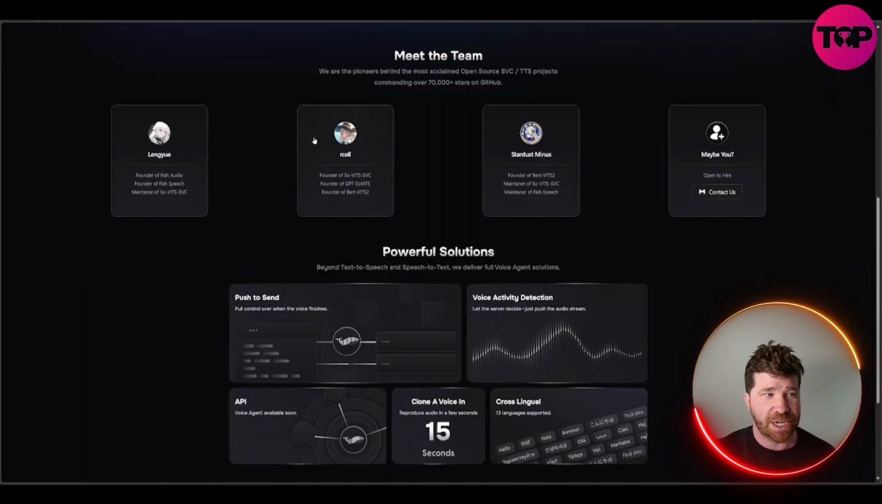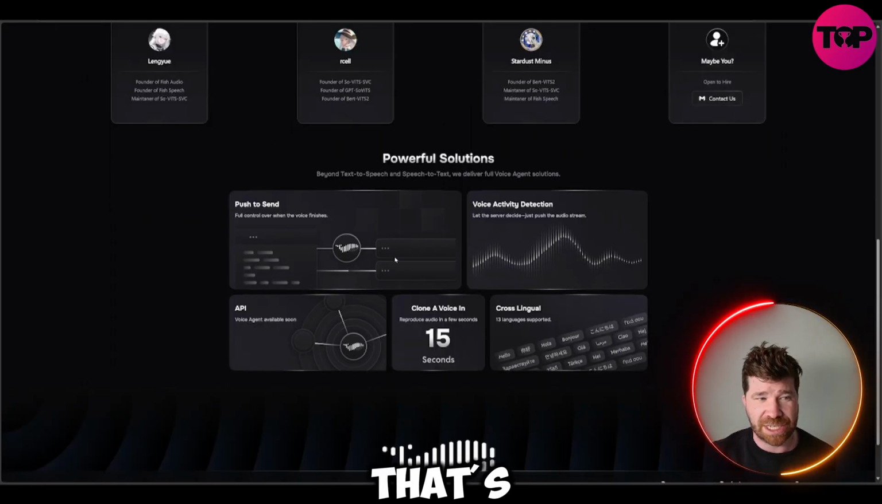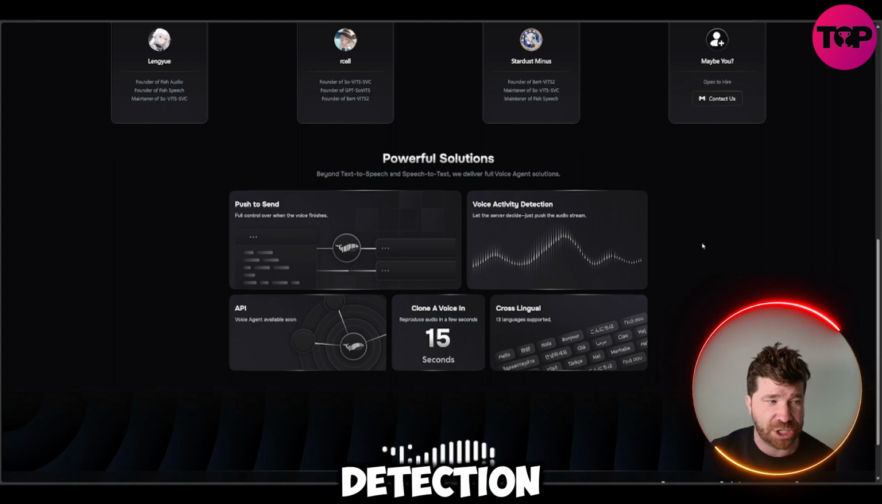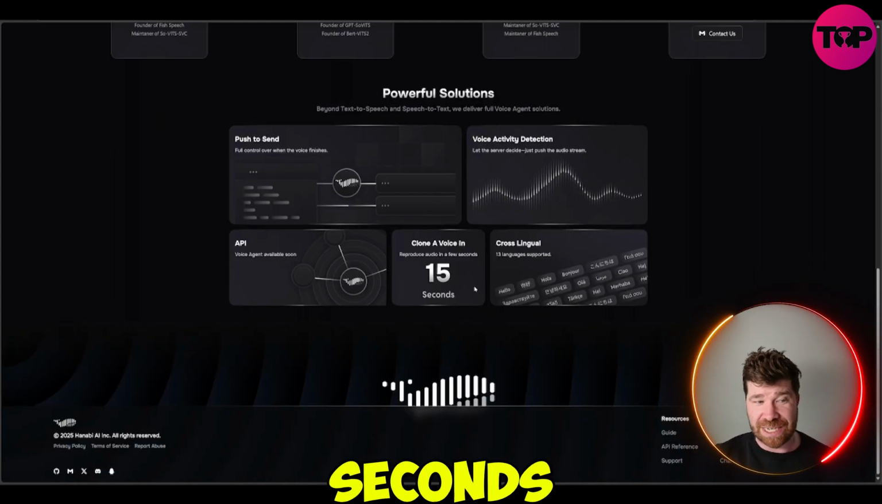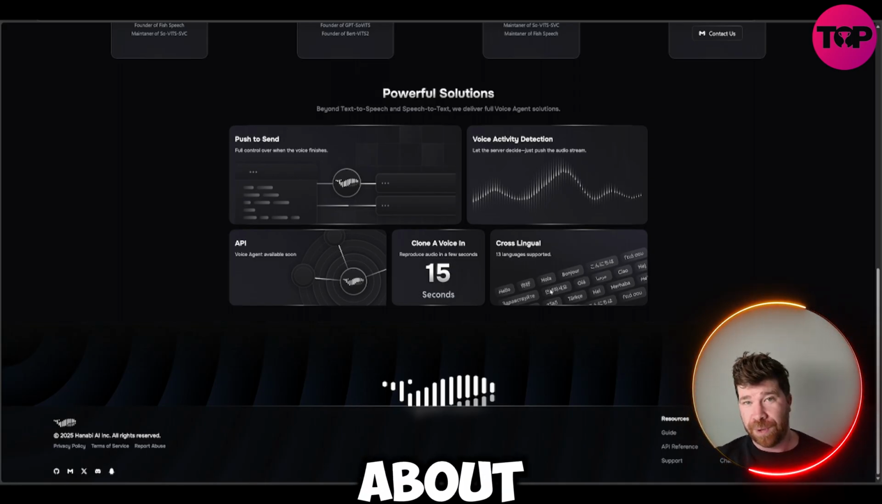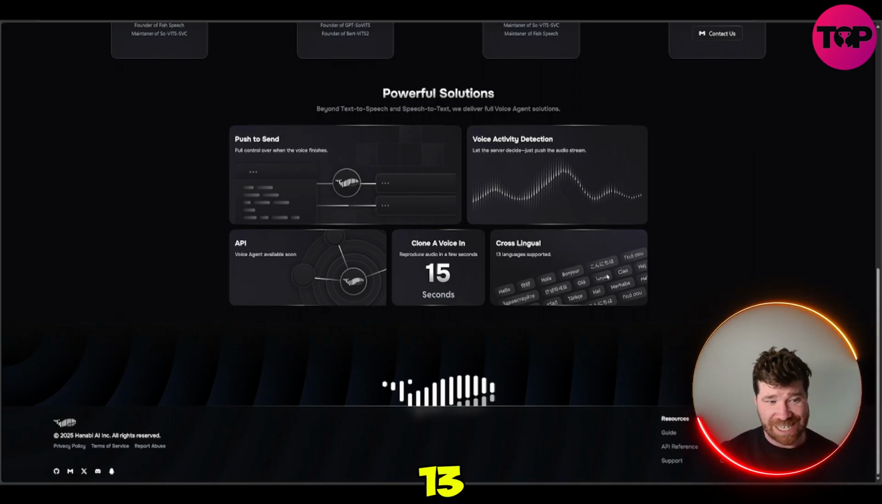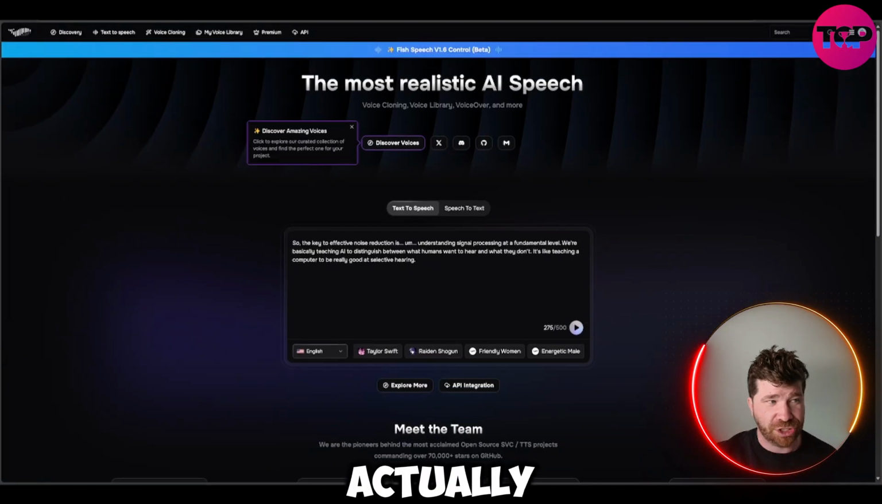So if we take a look here, you guys can see meet the team, pretty easy and simple to understand. We got push to send. That's actually pretty cool. They got voice activity detection. They got the API. They even got clone a voice in 15 seconds. And once again, cross lingual. We're talking about multilingual, right? Over 13 different languages that are actually supported, okay?